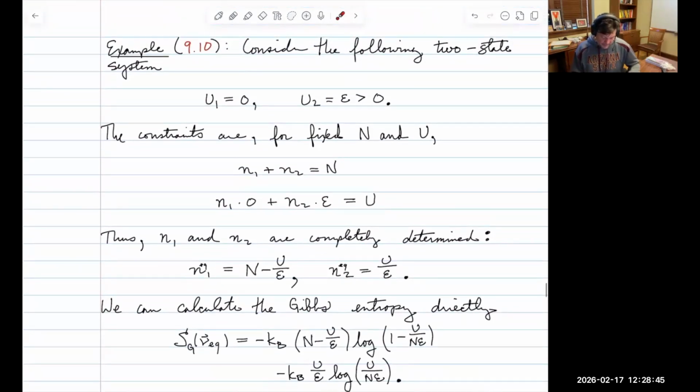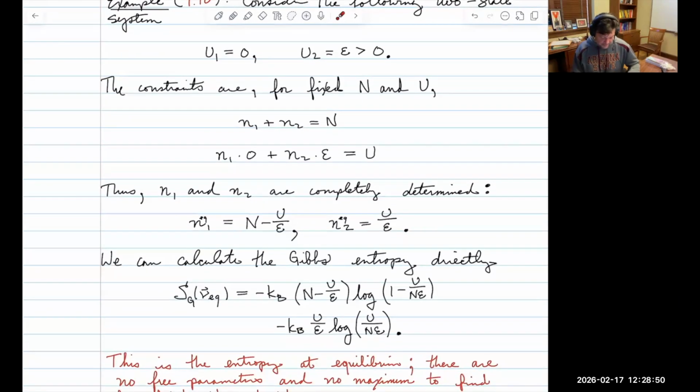Well, I know that my two states have to sum up to n, and I also have two states which have to give the fixed energy budget. I have two equations and two unknowns. Actually, there's no equilibrium here to find because I can uniquely solve for n1 and n2 for this system. I can uniquely determine them. For example, I can solve first for n2. N2 is clearly going to be u over epsilon, and therefore I can substitute that back into this equation and find out what n1 should be.